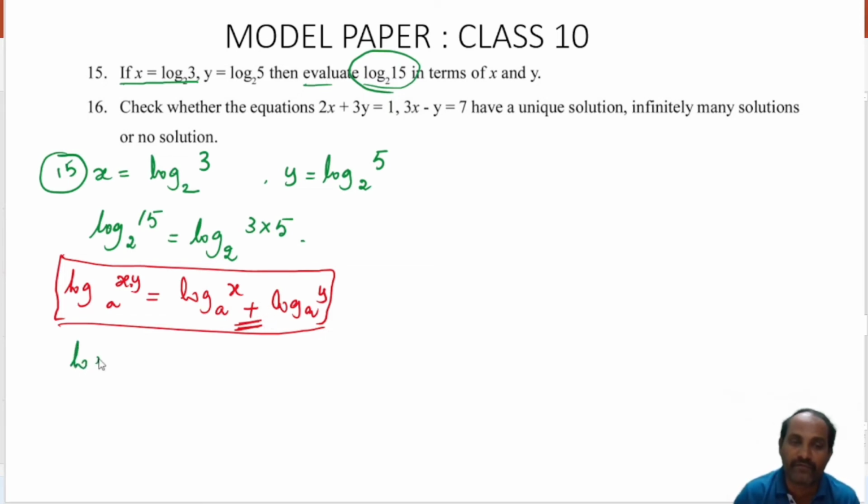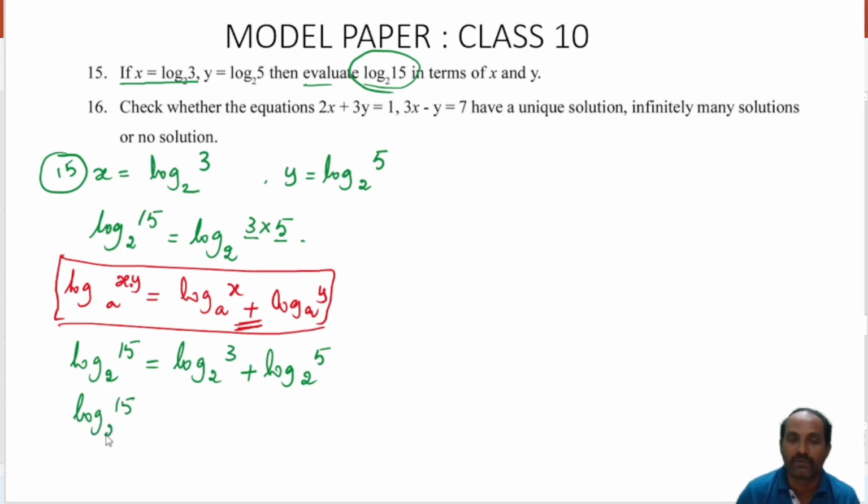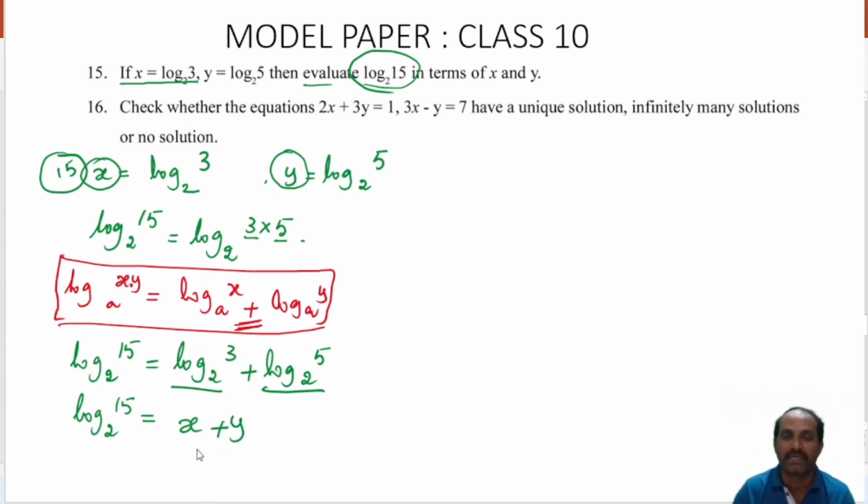Now log 15 to the base 2 is equal to what comes here? Log 3 to the base 2 plus log 5 to the base 2. Already it is given that log 3 to the base 2 is x, so here we write x plus log 5 to the base 2, and this value is y. So the answer is x plus y. Okay. Now the next, 16th question.